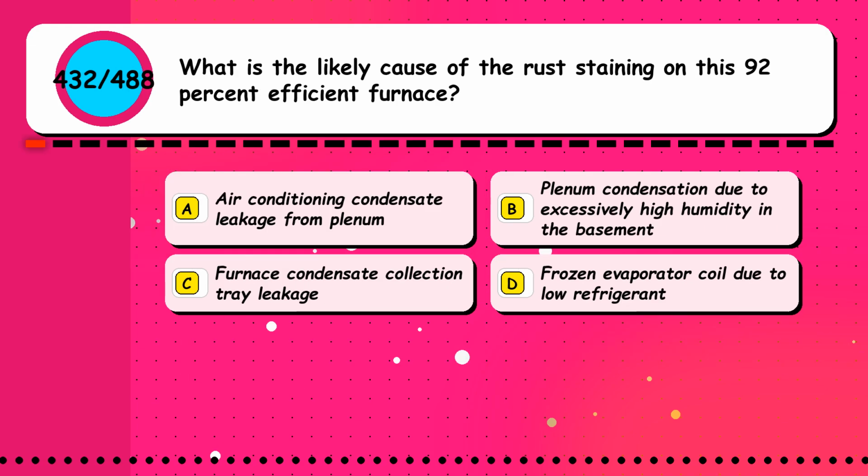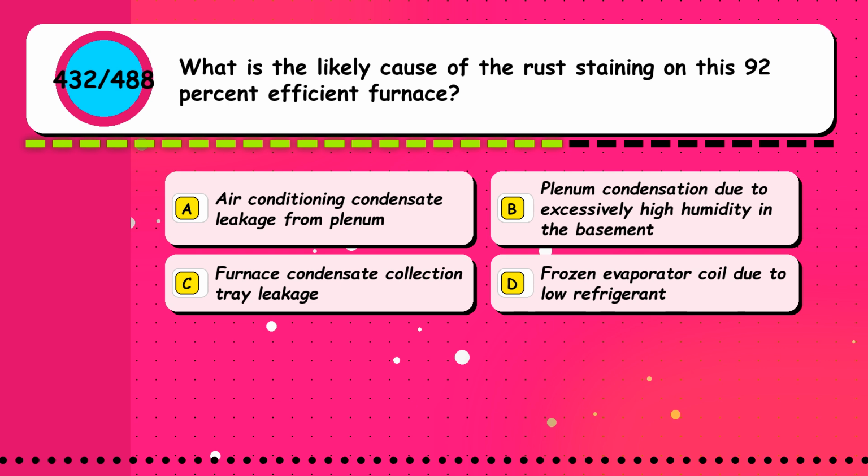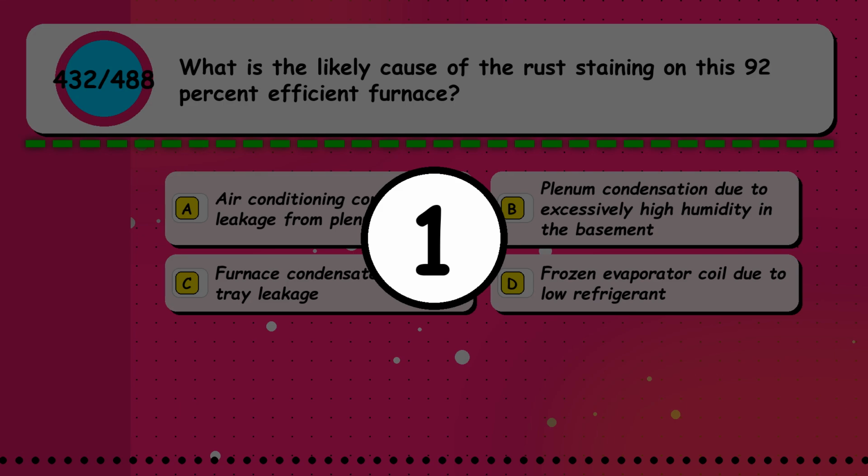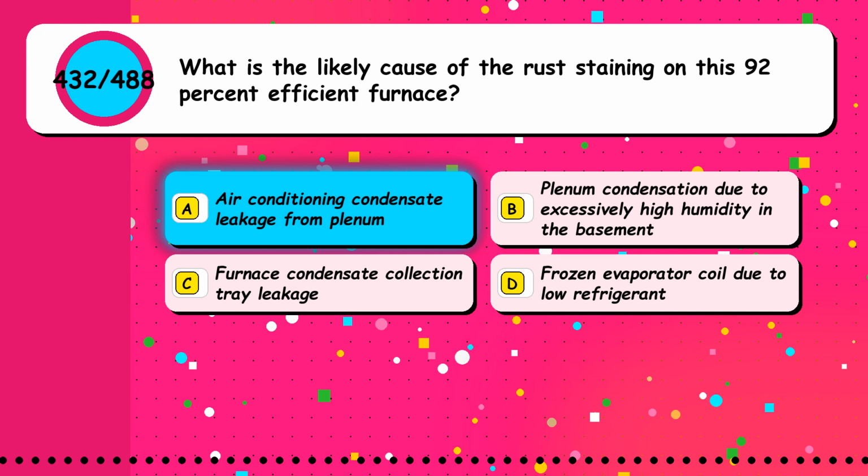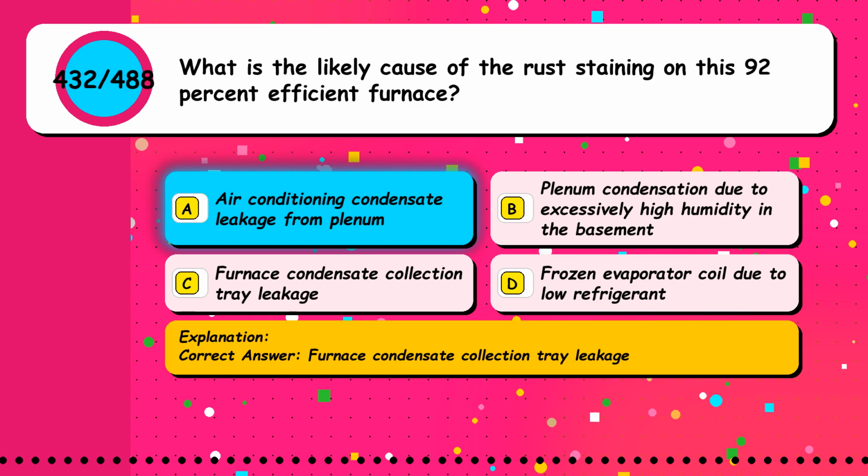Question 432. What is the likely cause of the rust staining on this 92% efficient furnace? Option A, air conditioning condensate leakage from plenum. Option B, plenum condensation due to excessively high humidity in the basement. Option C, furnace condensate collection tray leakage. Option D, frozen evaporator coil due to low refrigerant. The correct answer is option A, air conditioning condensate leakage from plenum.